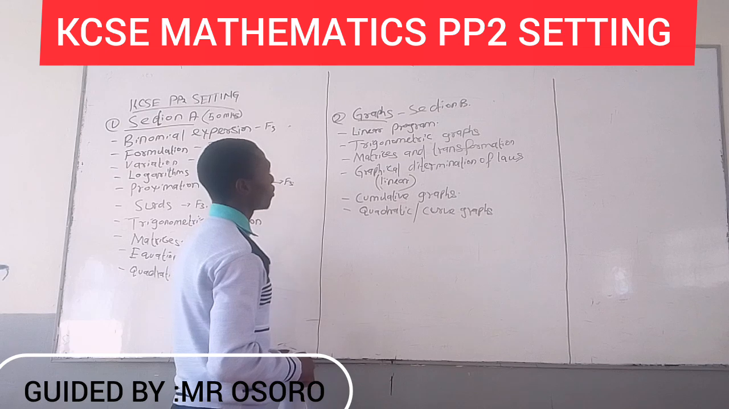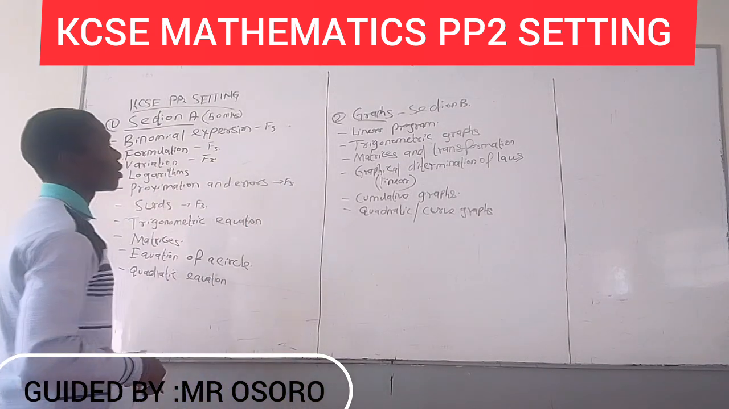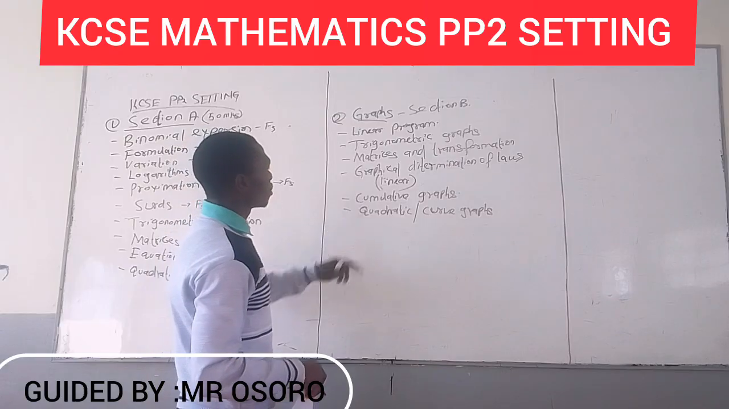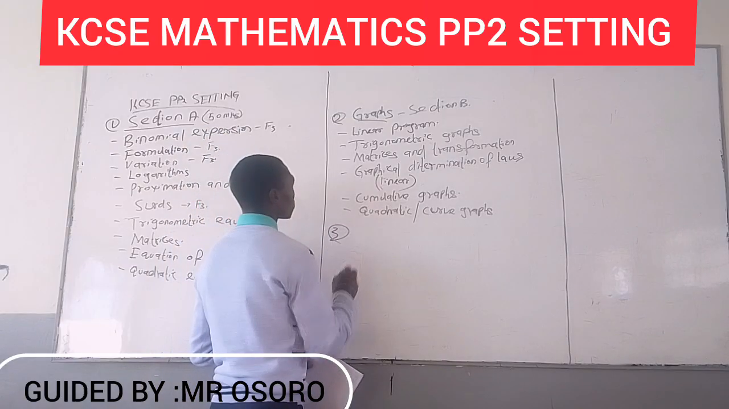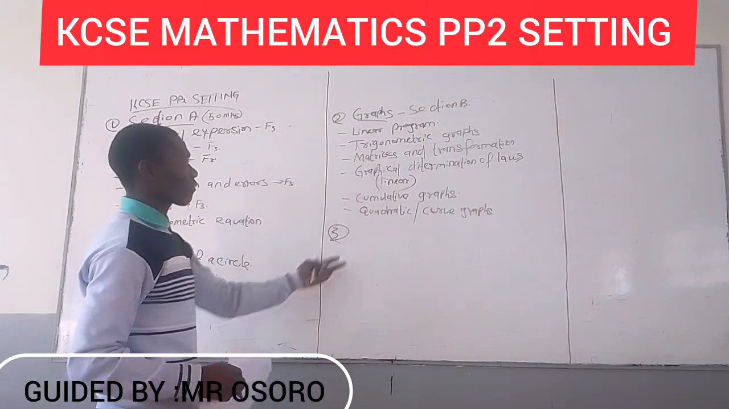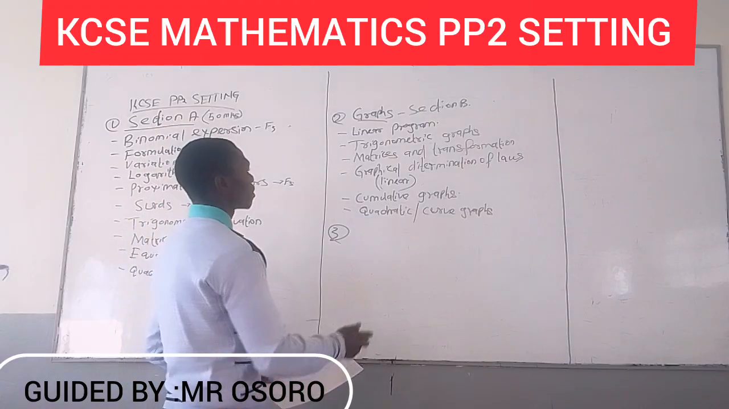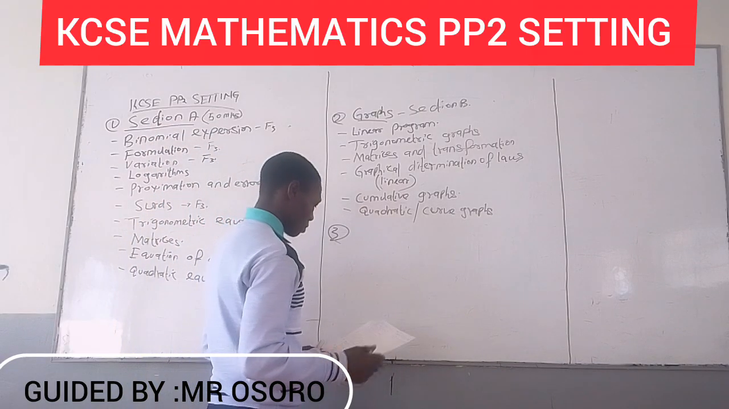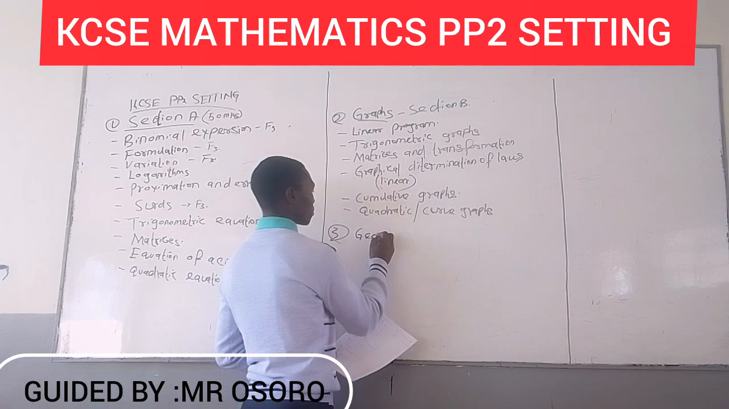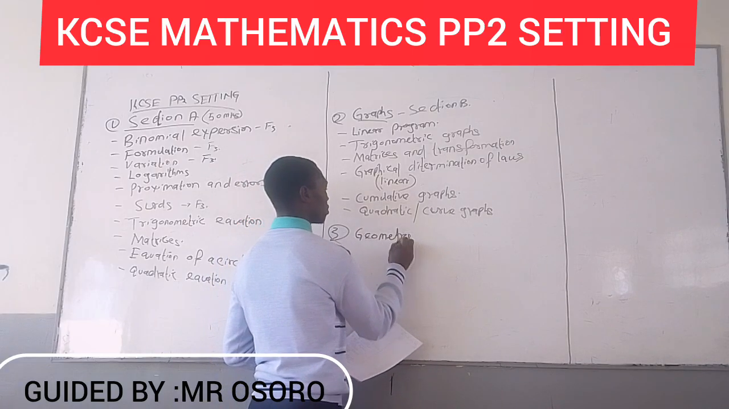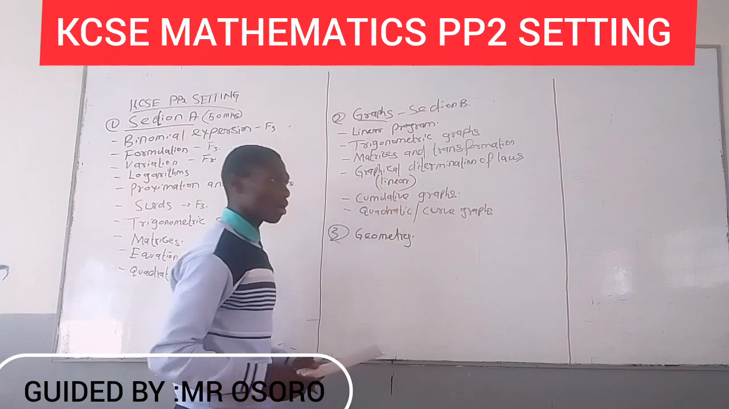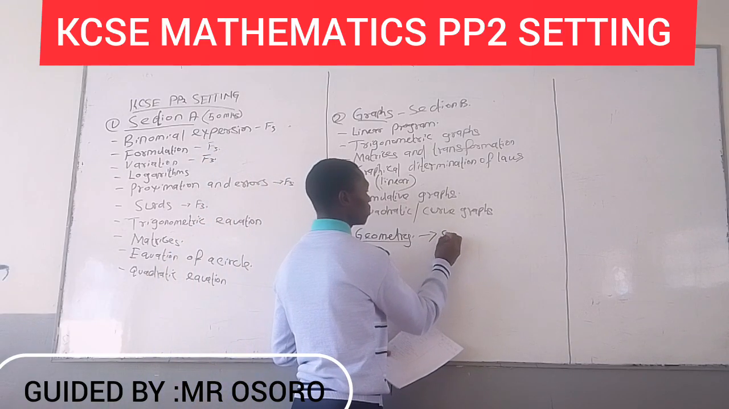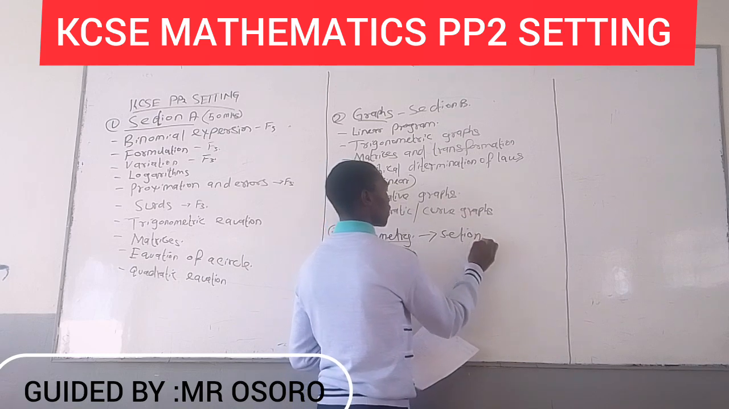So if you tackle all these topics in graphs, you may be in a position of getting all questions under graphs. Number 3, geometry. That is geometry. At the same time, you can find them in Section B.